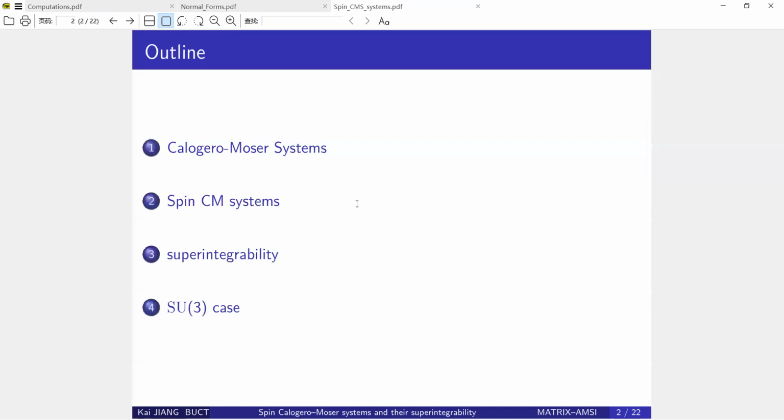Okay. And this is the outline of the talk. First, about the Calogero model system, the classical one and the spin one. And then we'll talk about its superintegrability, and the last part is the SU3 case, because we can understand the superintegrability by concrete computation.